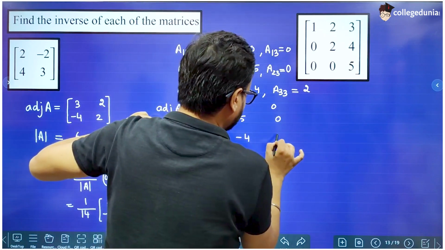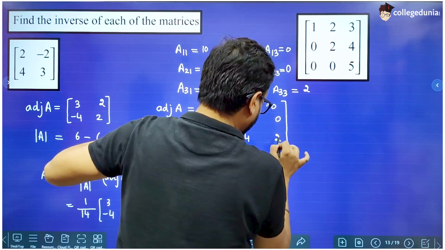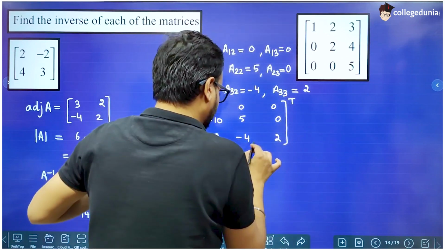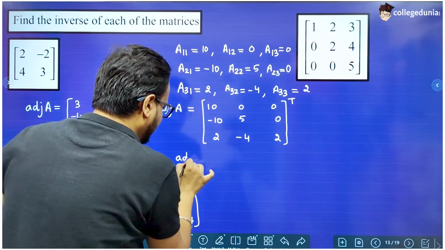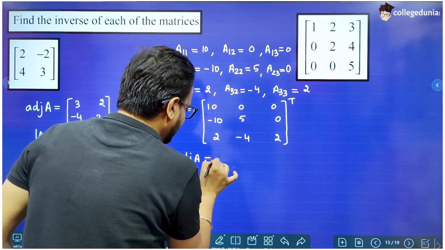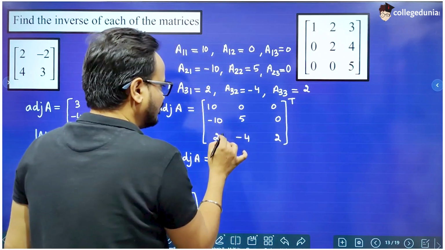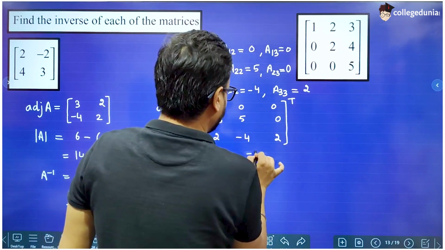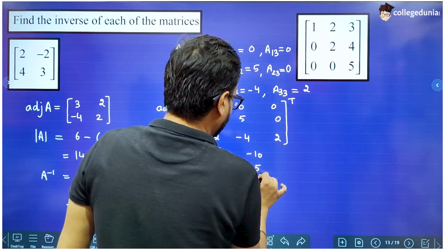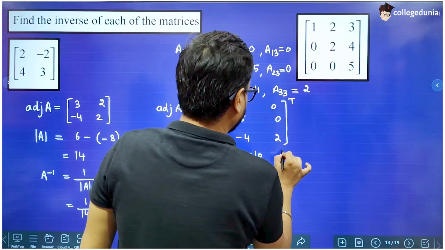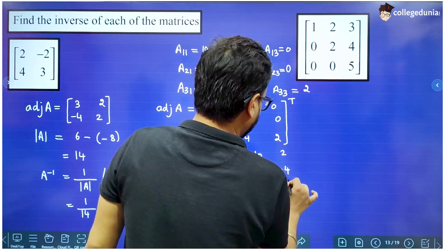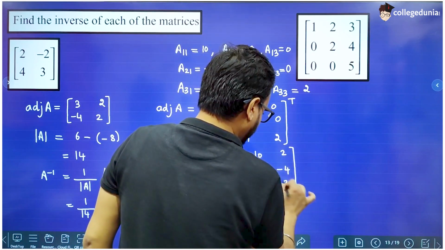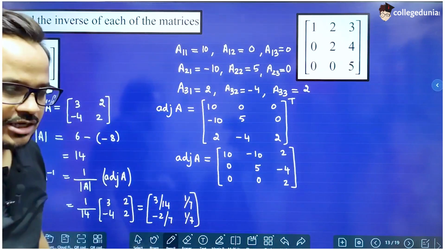The transpose of 2, minus 4, 2. So adjoint A is the transpose of this, which is 10, 0, 0, minus 10, 5, 0, 2, minus 4, 2, right? That is the adjoint.